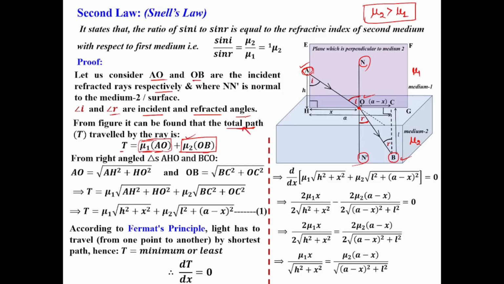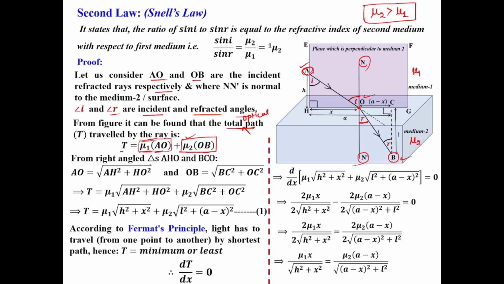If I write it, it will be correct. Okay, I'll correct it when I upload this lecture. The total optical path traveled by the ray is mu1 AO plus mu2 OB.